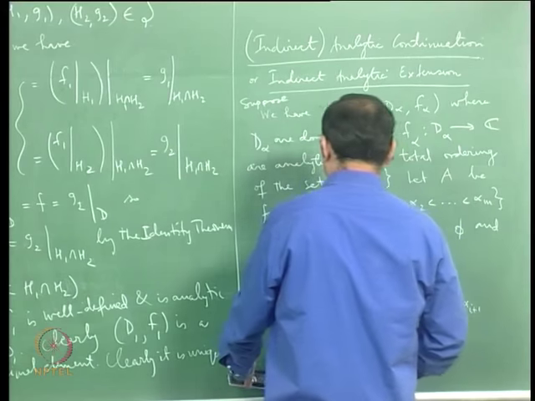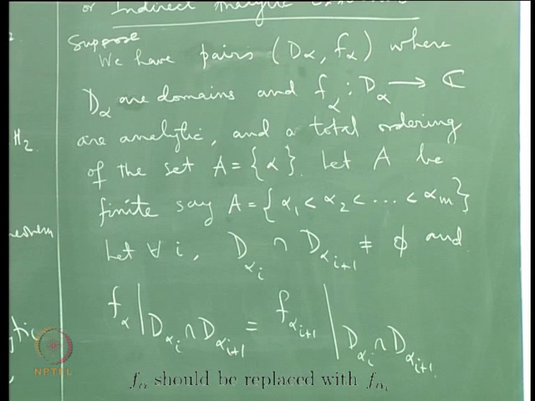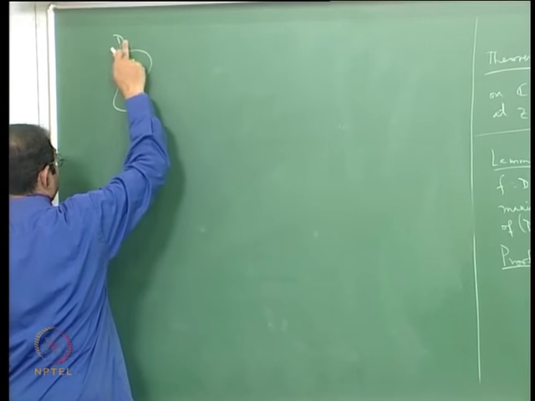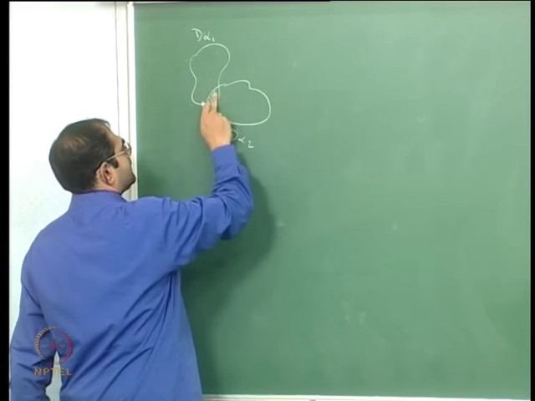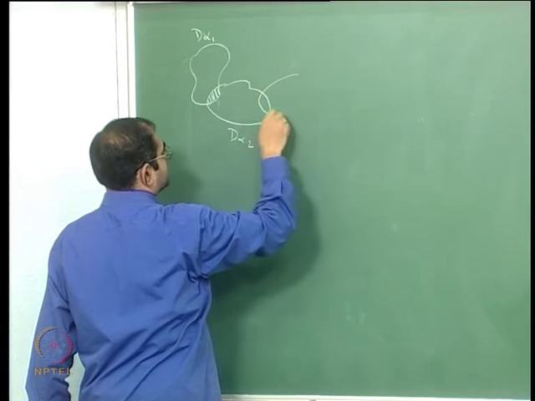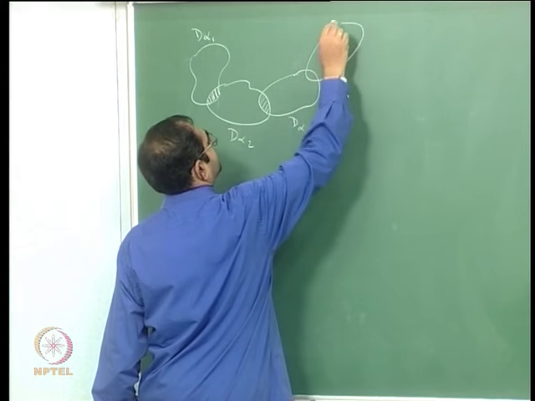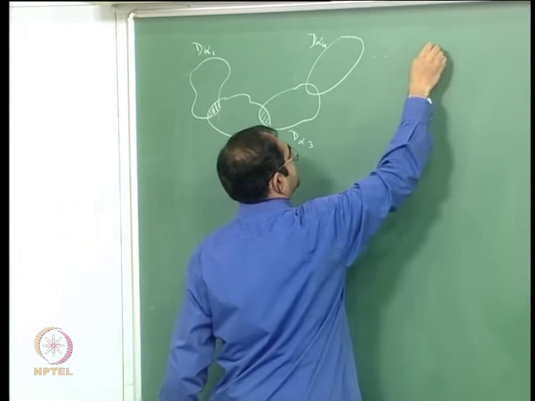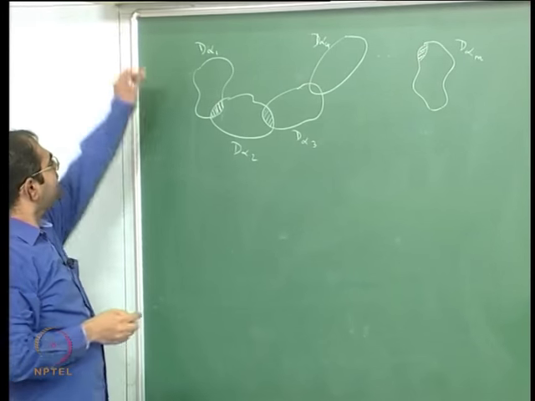So the situation is like this, and the diagram will look like this. Here is d alpha 1, then this is d alpha 2, and they have a non-trivial intersection here. Then d alpha 3 may or may not intersect d alpha 1, but it has to intersect d alpha 2. So here is the intersection, and then you have something here which is d alpha 4 and so on, and it goes on like this until I end up with d alpha m, which has some intersection with the previous member, okay.